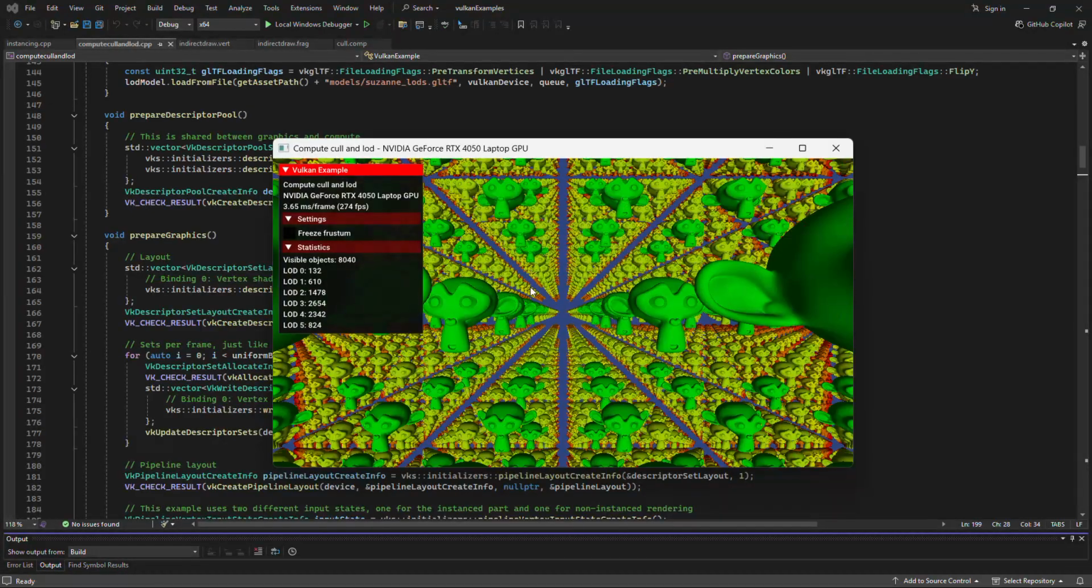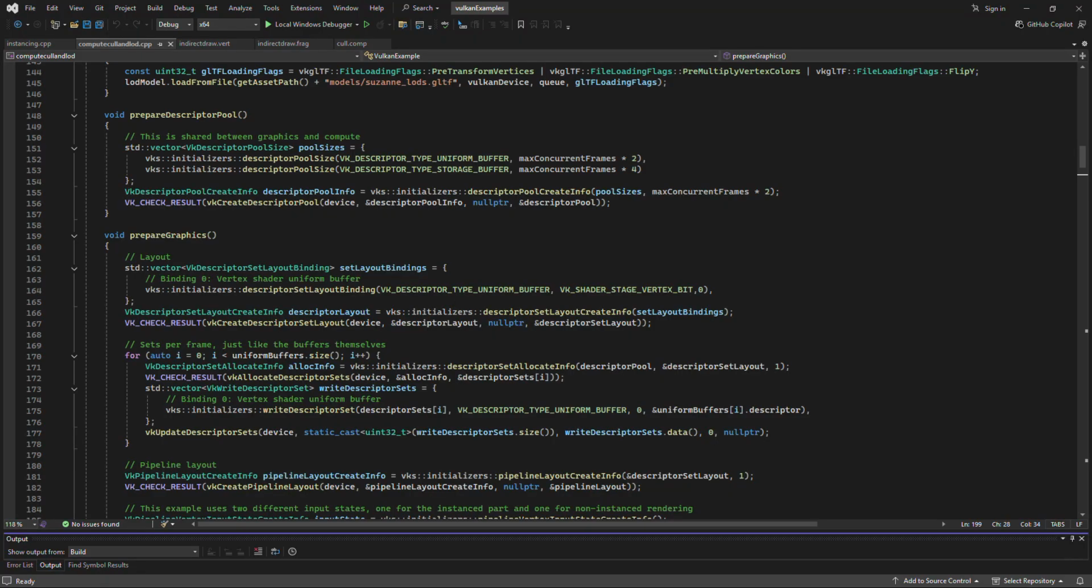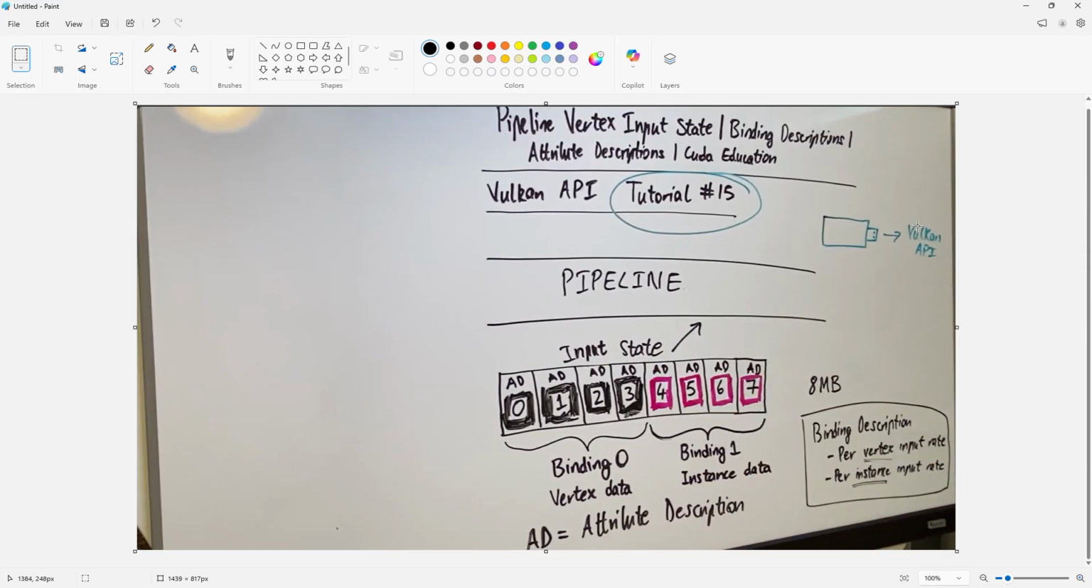There's a lot going on, and what I want to do is reiterate, on a very high level, what's going on. Vulkan has this thing called the pipeline vertex input state, and it has two features in it: binding descriptions and attribute descriptions, right? You can't just hand Vulkan a blank USB stick and expect it to do anything with it. It has to be in this pipeline vertex input state format.